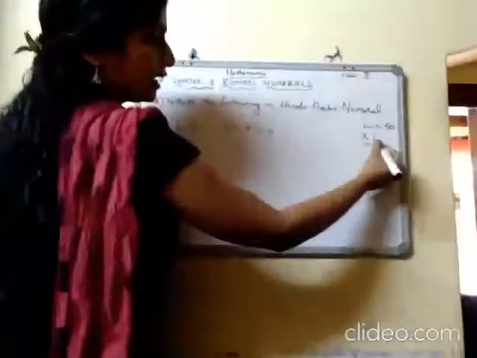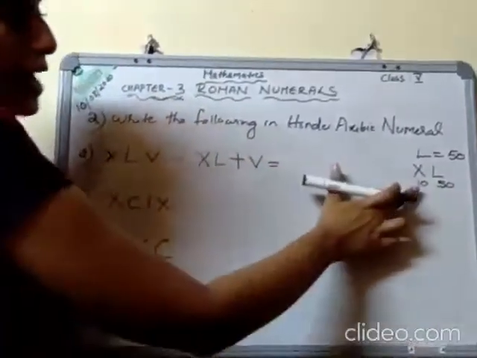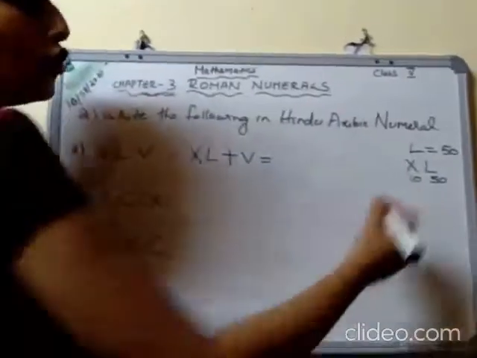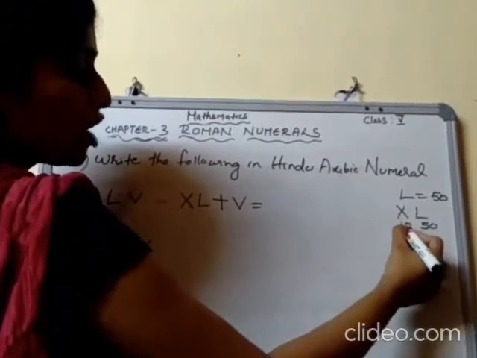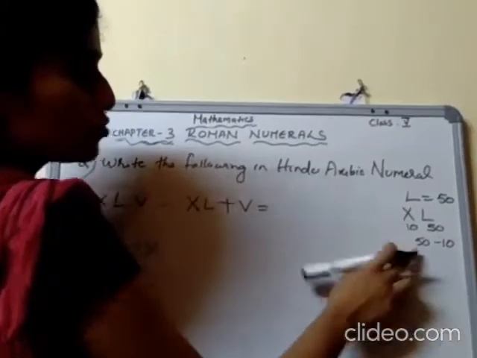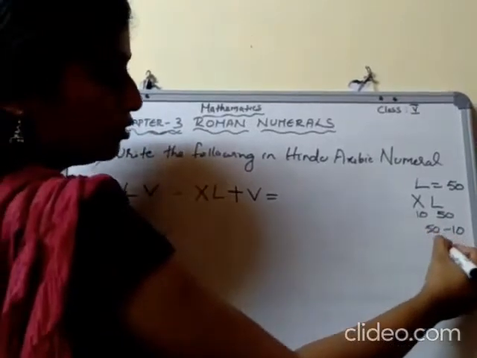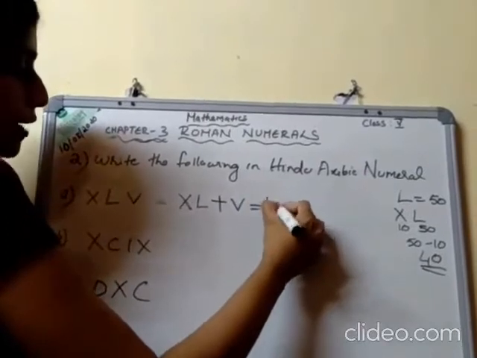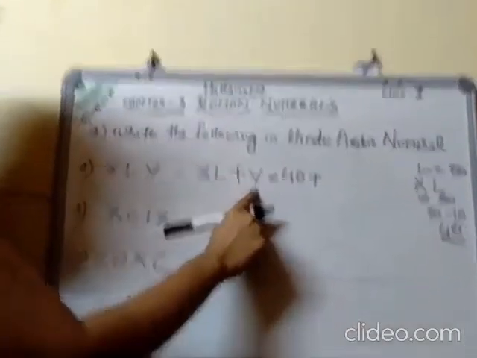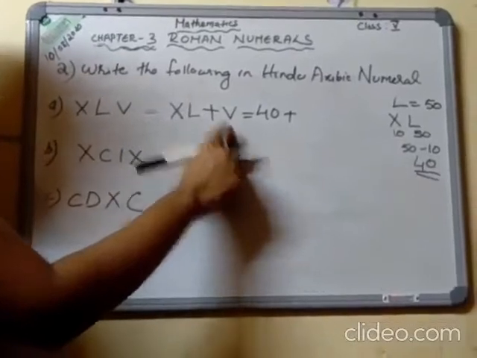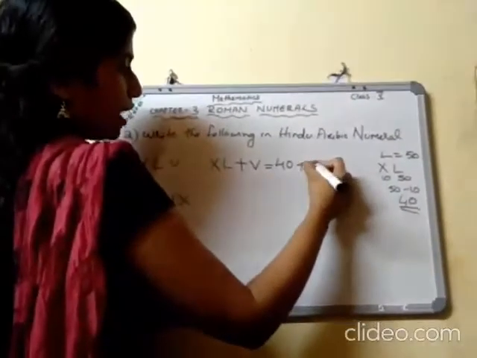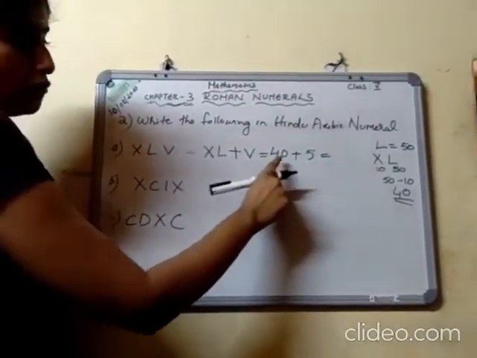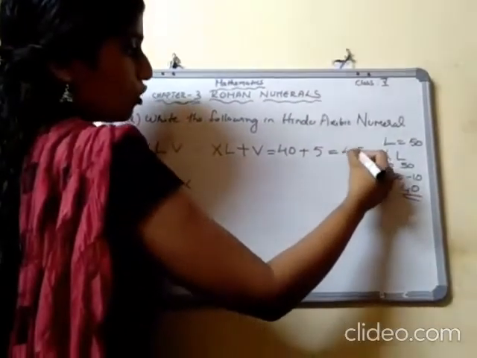This X represents 10 and L represents 50. And a smaller symbol is placed to the left side of the larger symbol. So what do we have to do? We have to subtract the smaller value from the larger value. So 50 minus 10 equals 40. So this is the Roman representation of 40. And V, you know, is the Roman representation of which number? It is a very familiar number. It is 5. So XLV is a representation of which Hindu-Arabic numeral? 40 plus 5 equals 45.